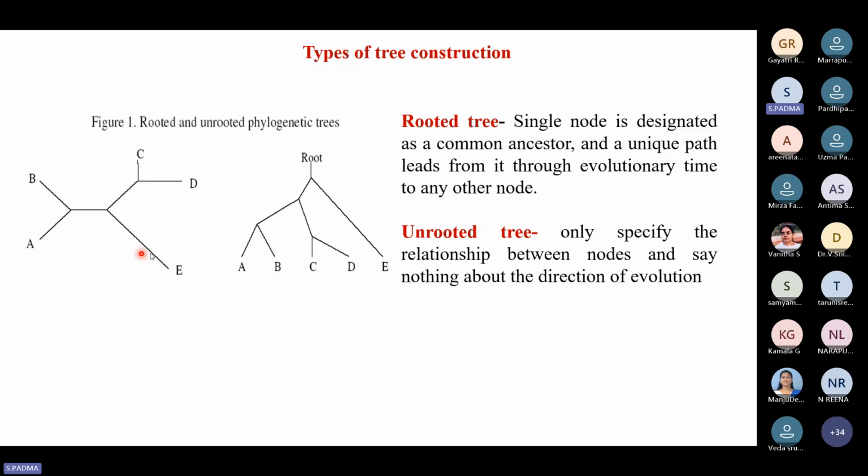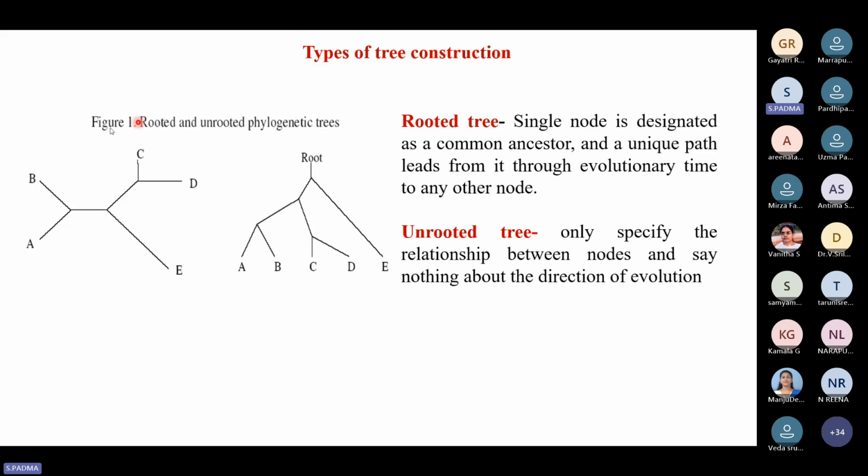evolutionary significance. If you see this, we can say that this species is completely out of this group and is not having very minimal change or minimal relationship between the other members of the group. But if you see this particular display of the tree construction, which we call an unrooted tree, there is no information regarding the direction of evolution.